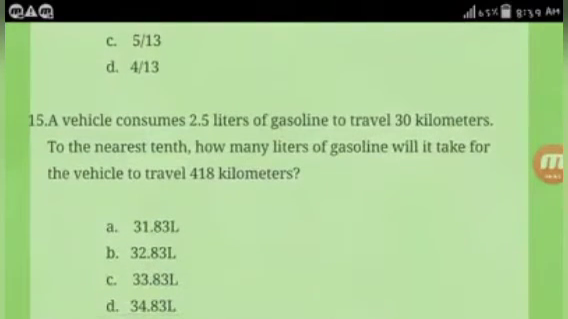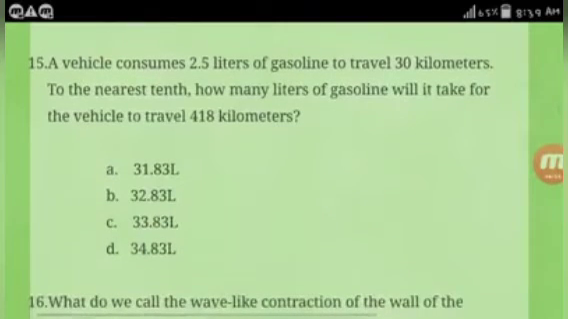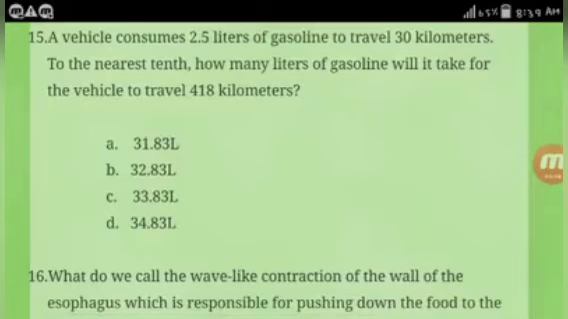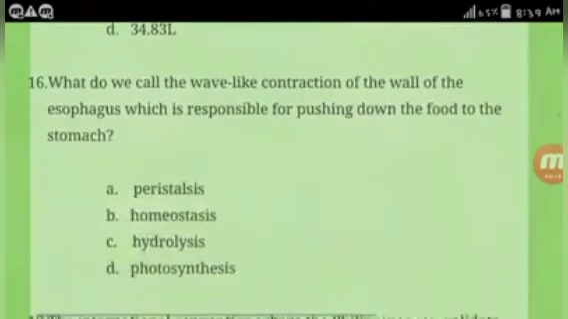Next, a vehicle consumes 2.5 liters of gasoline to travel 30 kilometers. To the nearest tenth, how many liters of gasoline will it take for the vehicle to travel 418 kilometers? So here is a ratio and proportion problem. So it's 2.5 is to 30 is equal to x is to 418. So you have to multiply 418 times 2.5 divided by 30. That will give you 34.83 liters. Letter D.